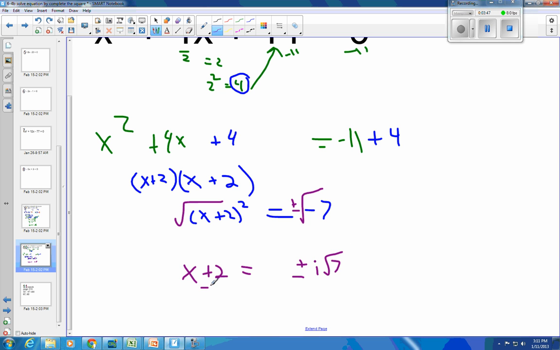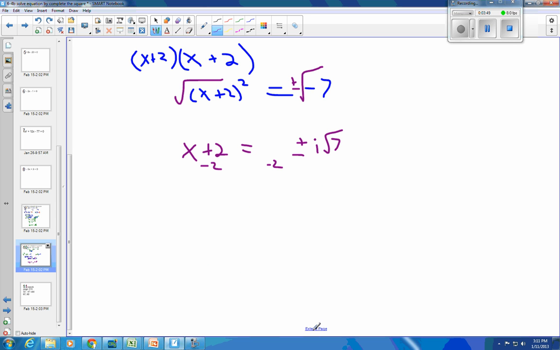Last step, minus the 2 from both sides, and you end up with x is equal to negative 2 plus or minus i square root of 7. And a very ugly, complex answer.